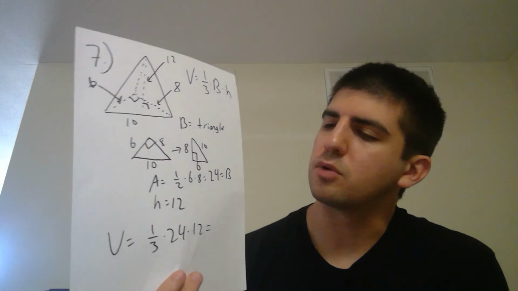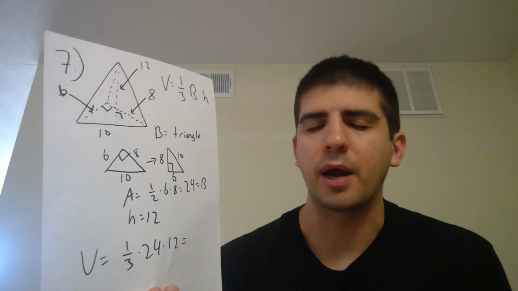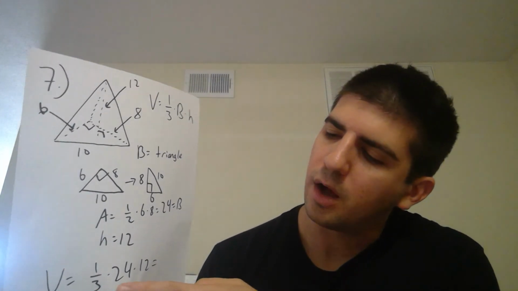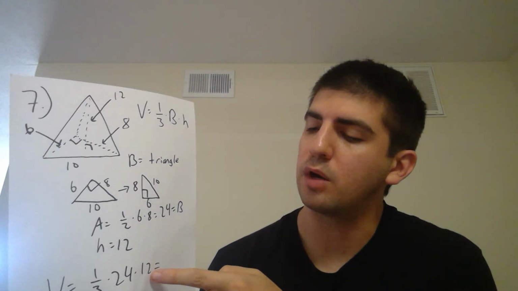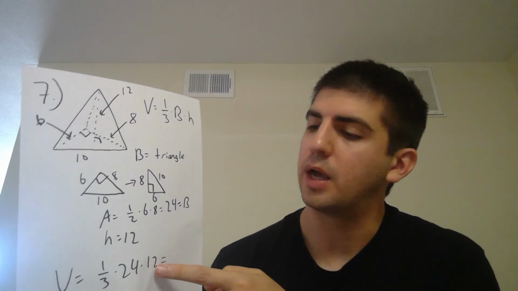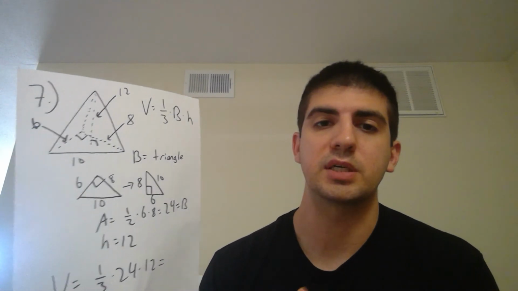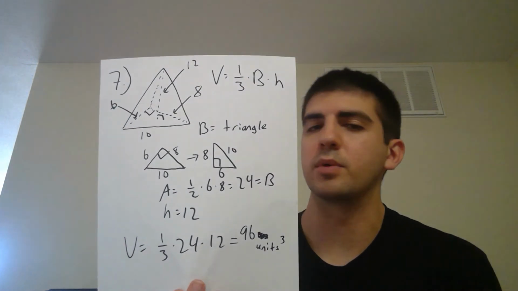Again, if you're not great at doing arithmetic in your head, you can always practice to get better at it. 1/3 of 24 is 8. 24 divided by 3 is 8. 8 times 12, well, 8 times 10 is 80. 8 times 2 is 16. 80 plus 16 is 96. So I'm going to say it's 96 units cubed. I spelled units with an M. That's pretty bad. And we're done. Again, I didn't write down what the unit was.